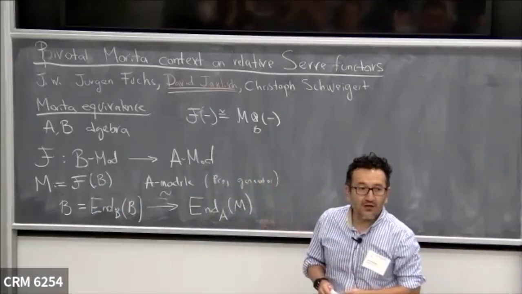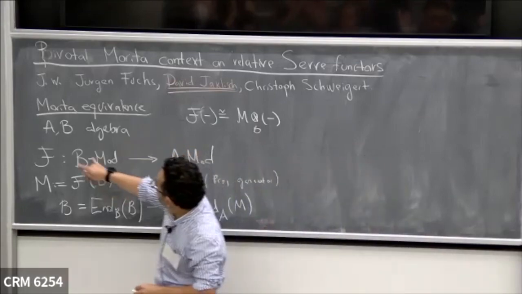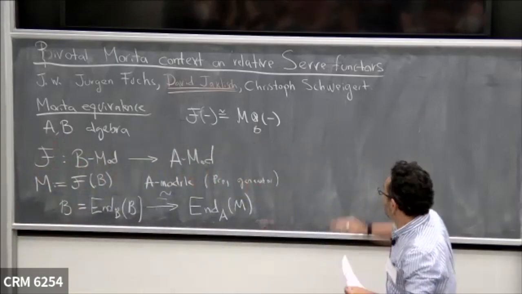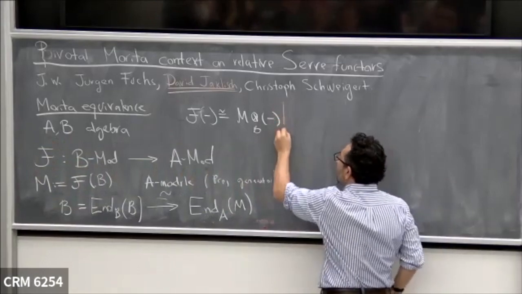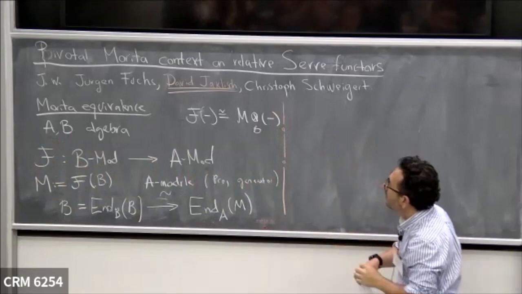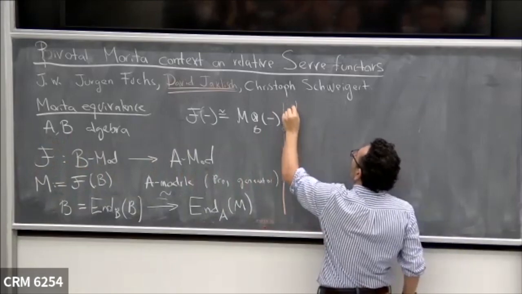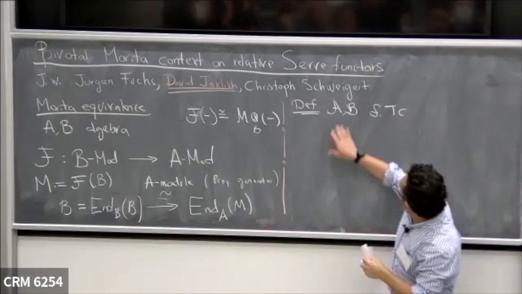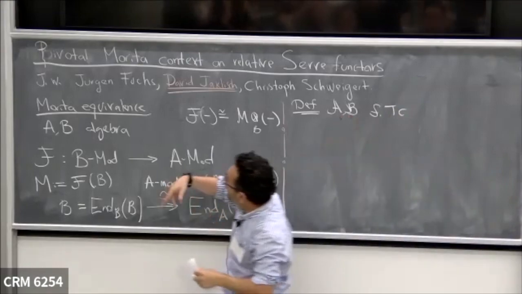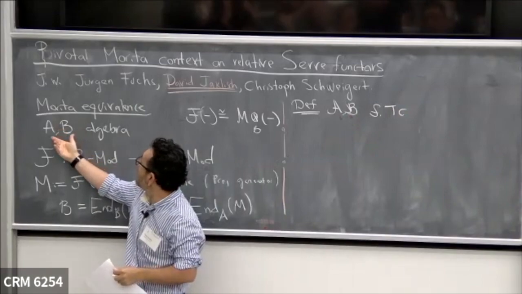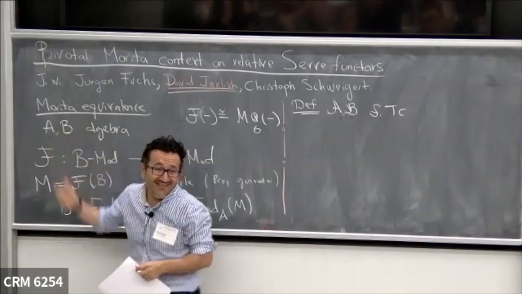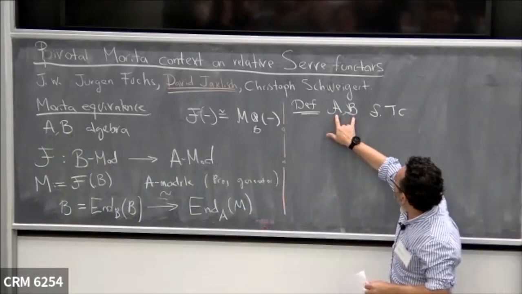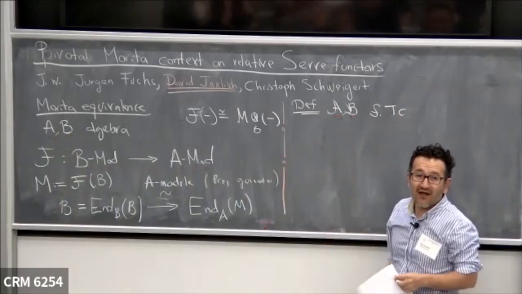So I want to play more or less the same game, but now replacing algebras by finite tensor categories. That's the thing that I will work with. This is, of course, a well-developed theory, and I just recall it. So suppose now that you have two finite tensor categories. The idea is that a tensor category is like a categorification of the notion of algebra. And in that sense, you can also study actions of tensor categories on other categories.